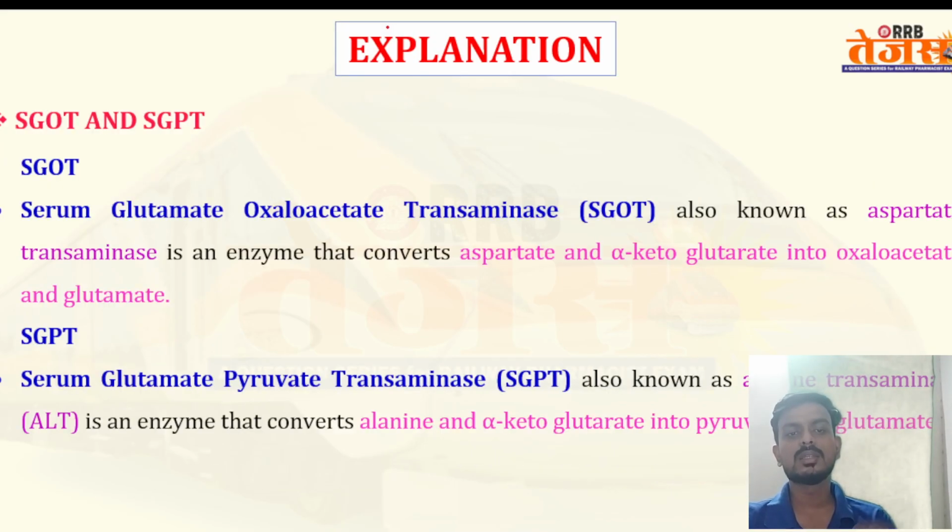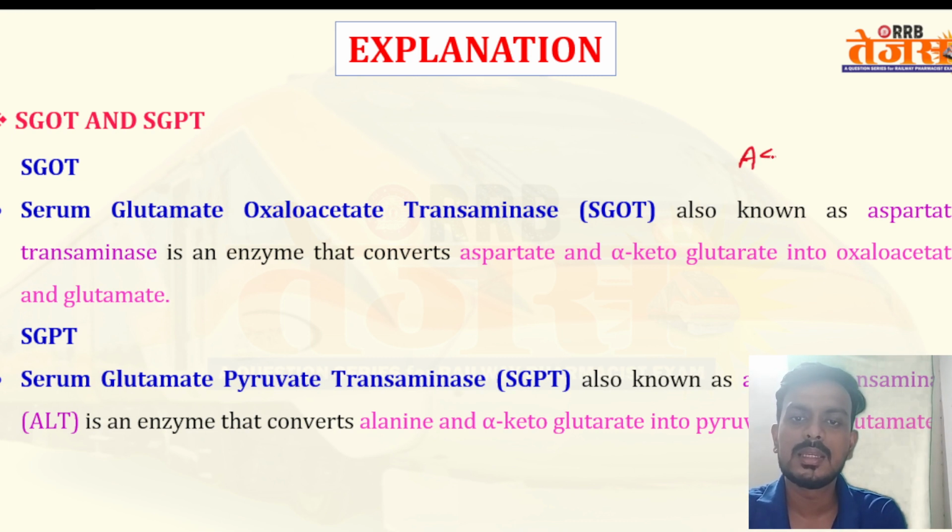SGOT is serum glutamate oxaloacetate transaminase, also known as aspartate transaminase, also called AST. We call it AST. This enzyme converts aspartate and alpha ketoglutarate into oxaloacetate.